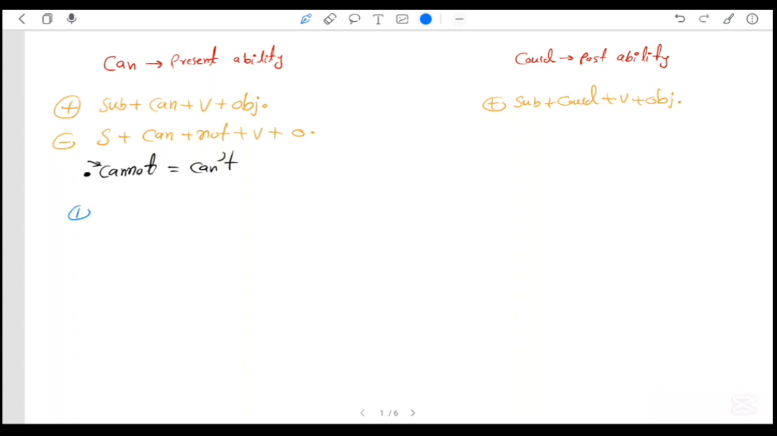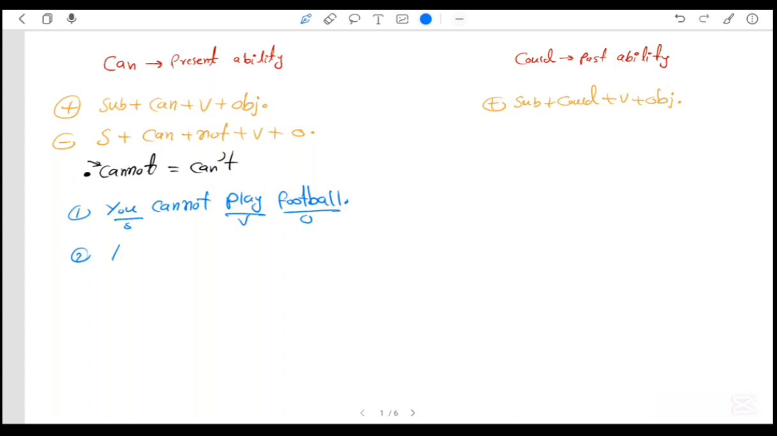Sentence number one. First, subject. I can use any subject pronoun, like you. Then can and not: cannot. You cannot play football. You cannot play football, right? Subject, we have cannot, and we have verb, then object. It means that you don't have the ability to play football, or you're not able to play football.